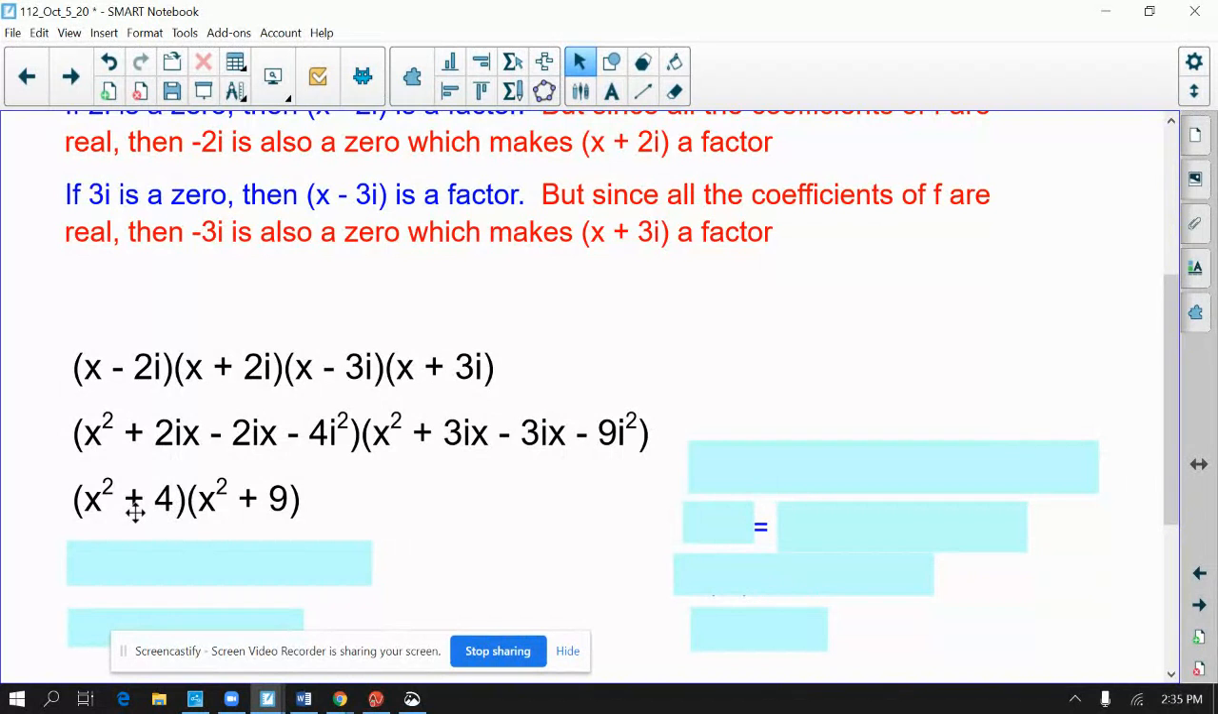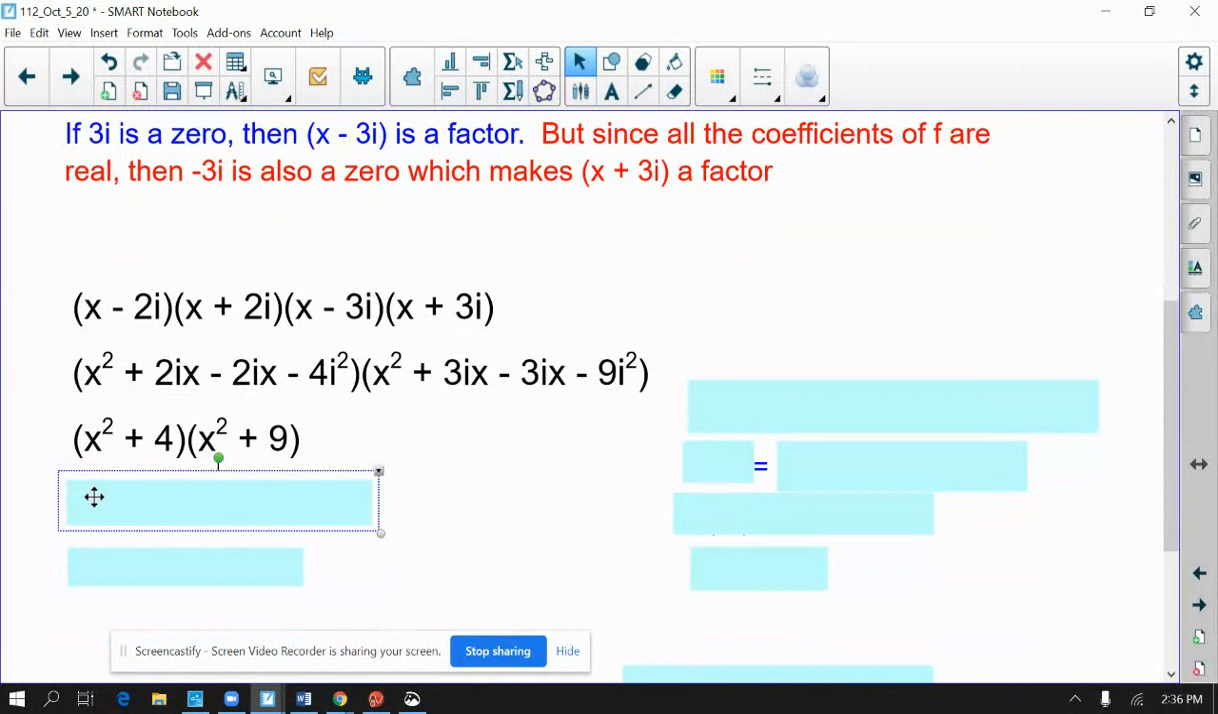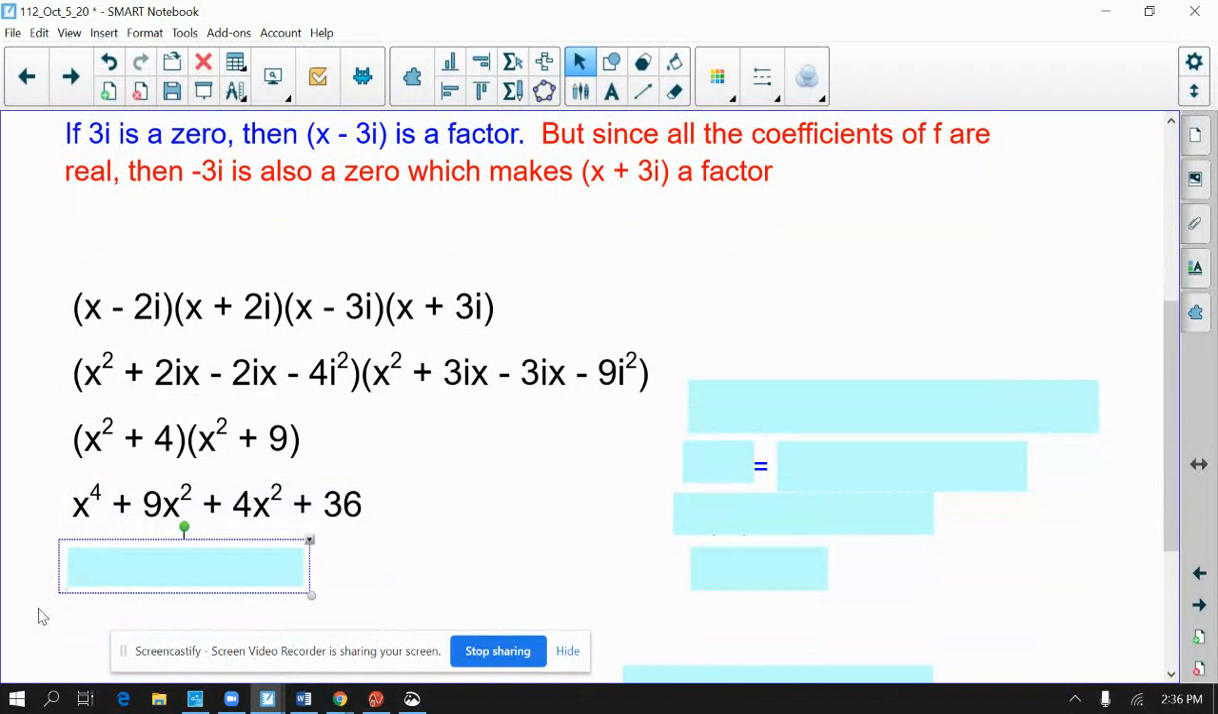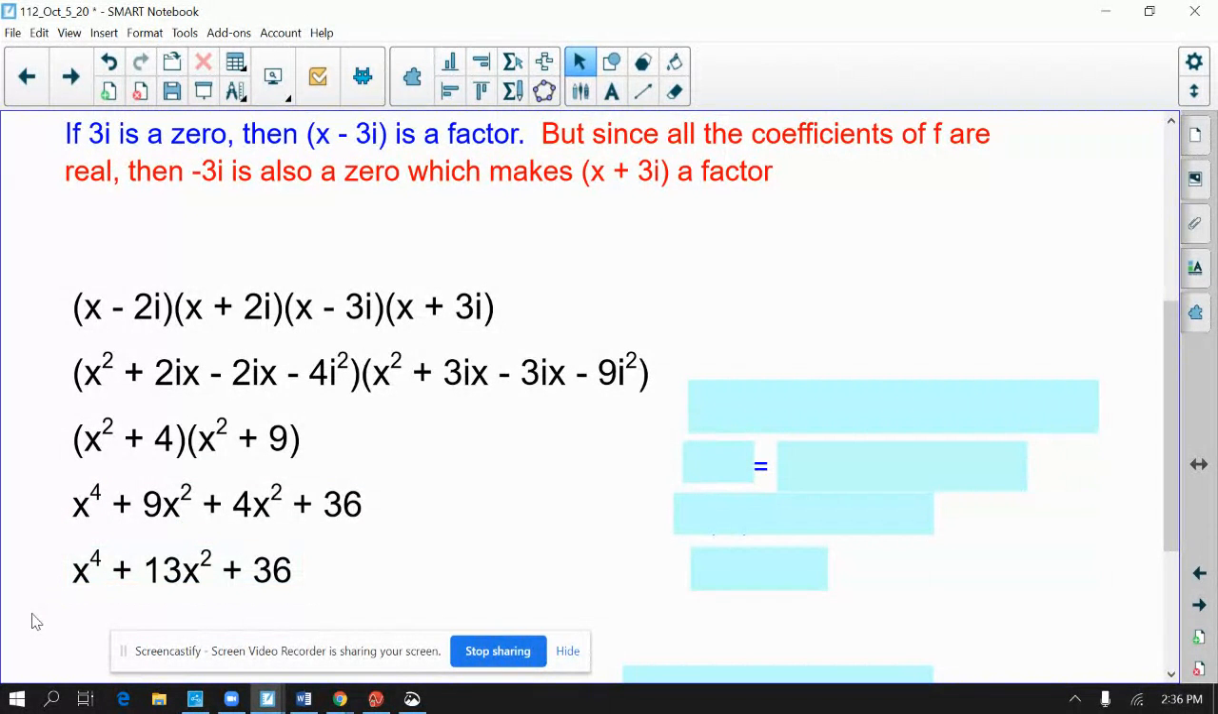Now here, this is a sum of squares, but you could think of it as x squared minus 4i squared, but then i squared equals -1. So -4 times -1 makes it the positive 4. And then multiply this, and I get x to the 4th plus 13x to the 2nd plus 36.